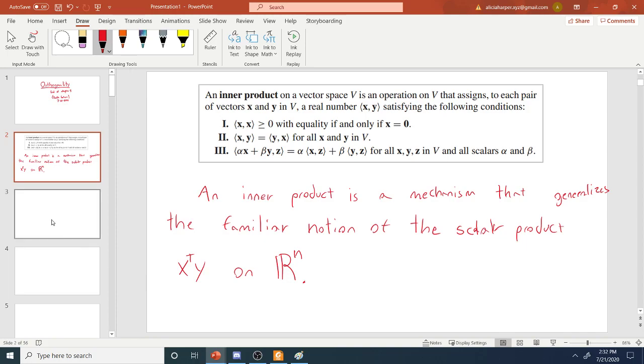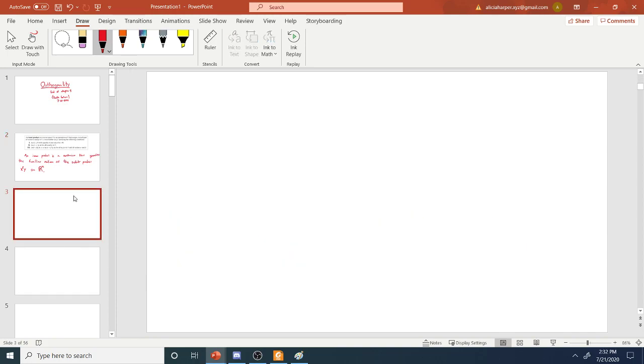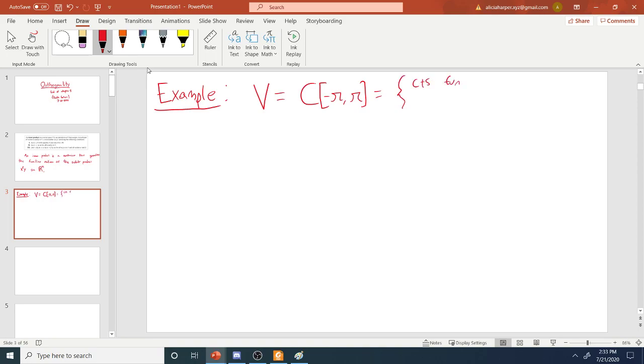So let's give one of the most important examples. I started describing it last time, but now I'd like to deal with it concretely. The example I have in mind is we're going to take our vector space V to be C of negative pi to pi, which of course is the set of continuous functions on negative pi to pi.